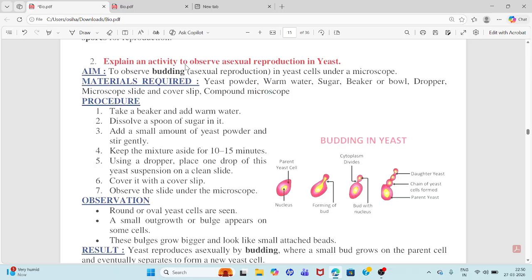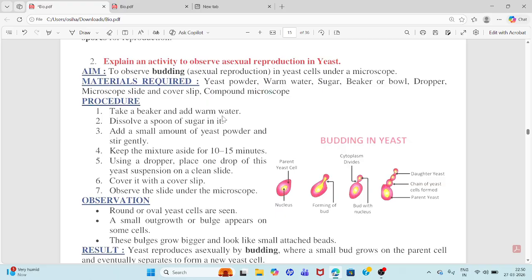Second activity: explain an activity to observe asexual reproduction in yeast. Aim: to observe budding, meaning asexual reproduction, in yeast cells under a microscope. Materials required. What are the materials required? Yeast powder, warm water, sugar, beaker or bowl, dropper, microscope slide and cover slip, compound microscope. These are the required materials.